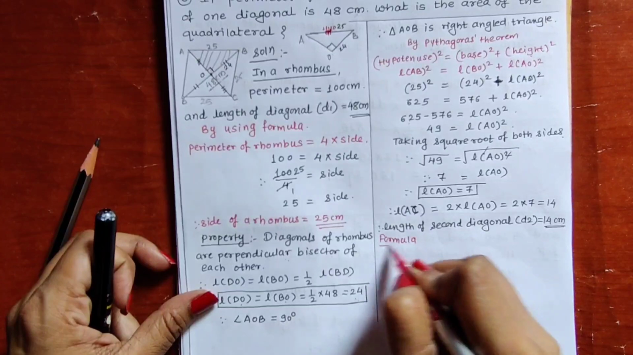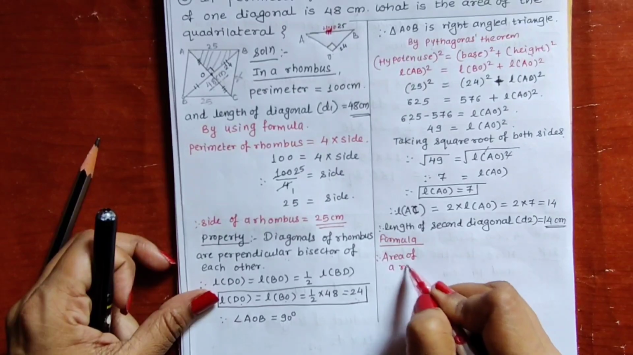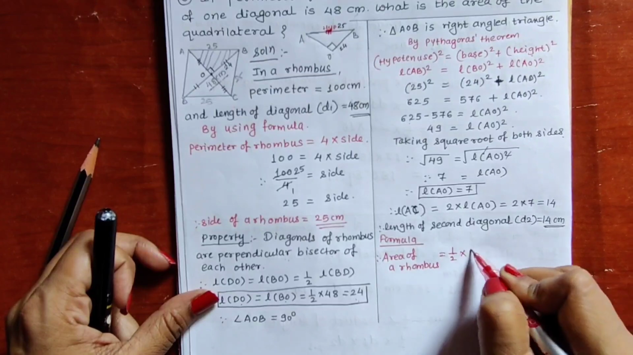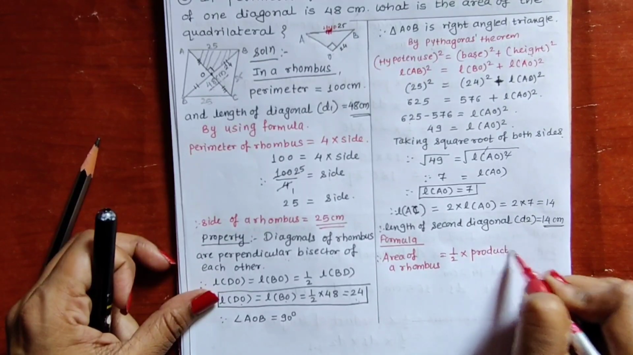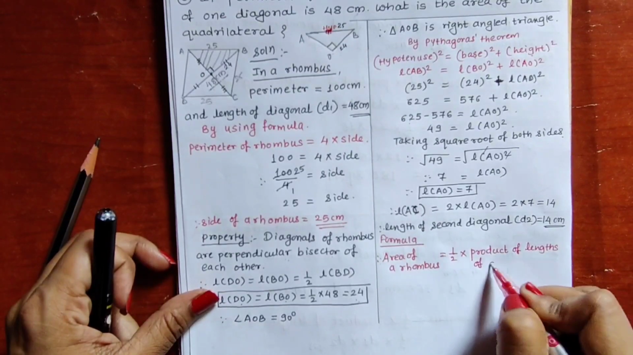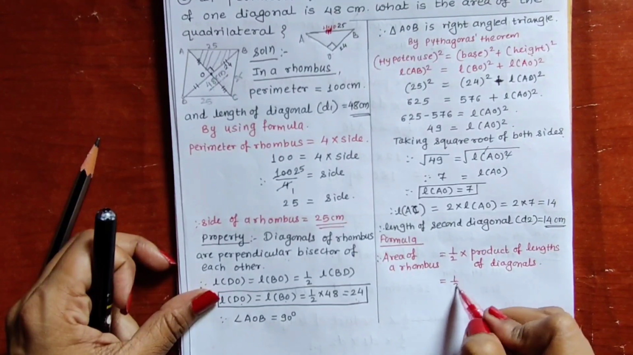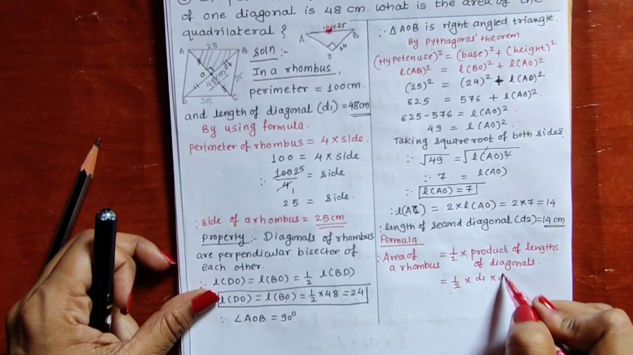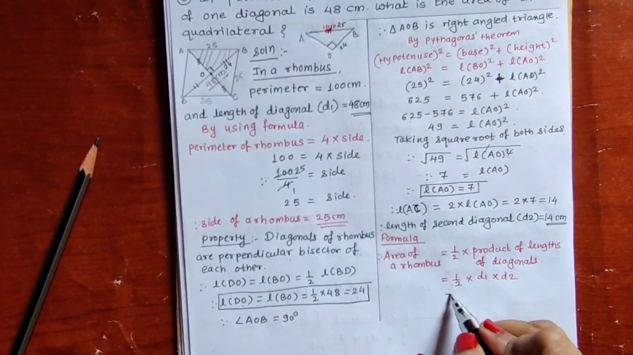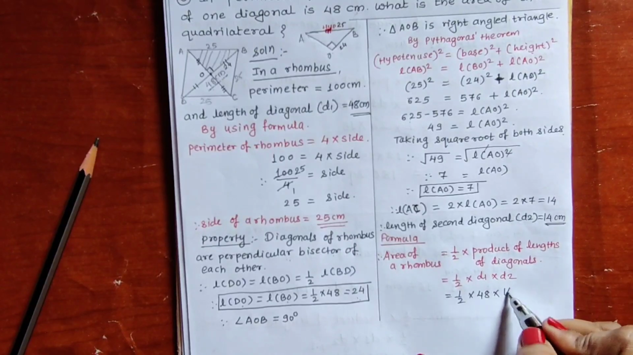So we will be writing the formula. Therefore area of a rhombus is equal to 1 upon 2 multiplied by product of lengths of diagonals. So half into D1 multiplied by D2. So D1 is given to us, which is 48. So half into 48. Just now we have got the value of D2, which is 14.